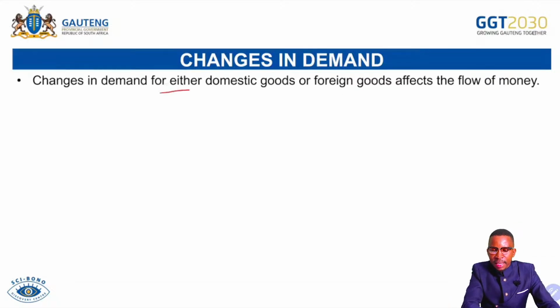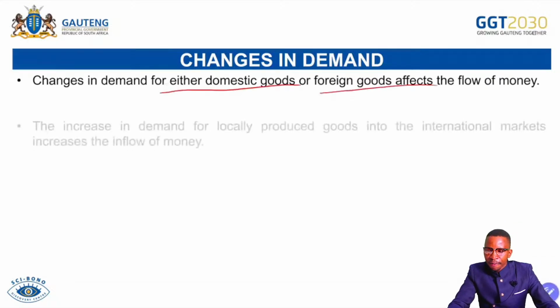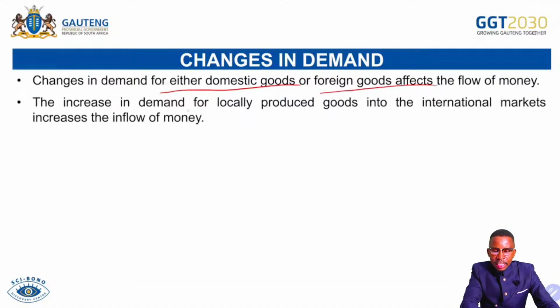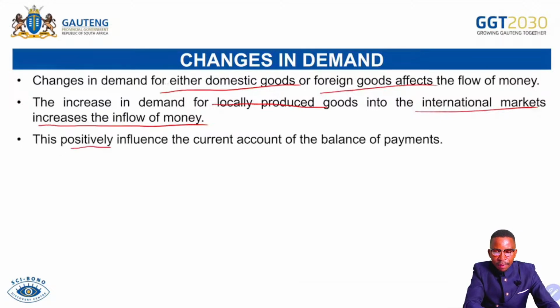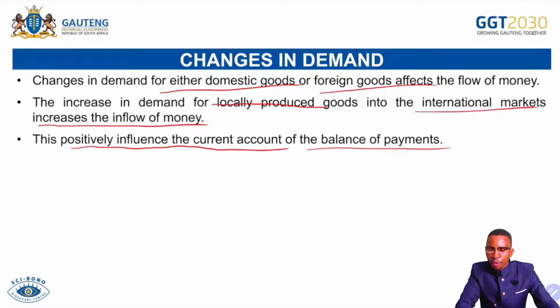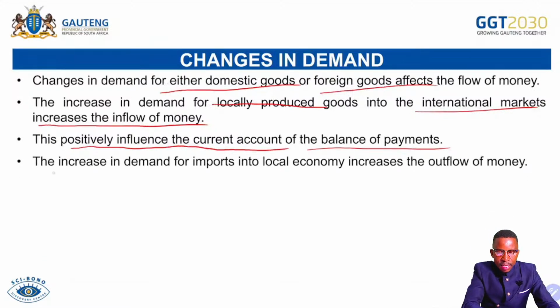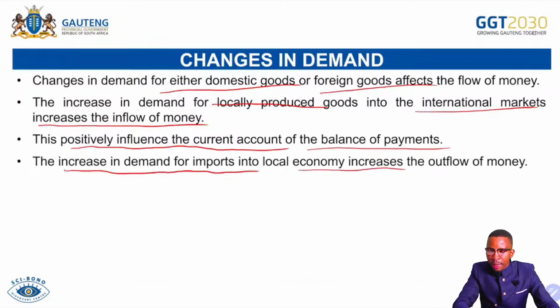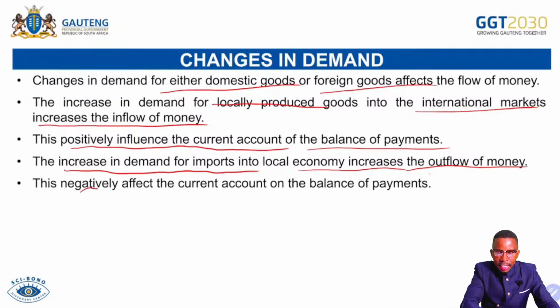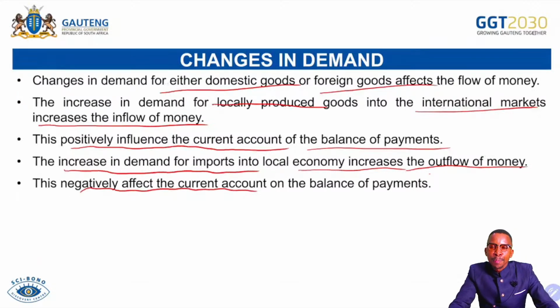Changes in demand. A change in demand for either domestic goods or foreign goods will always affect the flow of money. The increase in demand for locally produced goods and services in the foreign markets increases the inflow of money. This also positively influences the current account of the balance of payment because there will be more inflow from other countries in terms of foreign currencies. The increase in demand for imports into the local economy increases the outflow of money, which is bad for the BOP. This negatively affects the current account on the balance of payment because more money will be flowing out than the money coming into the country.